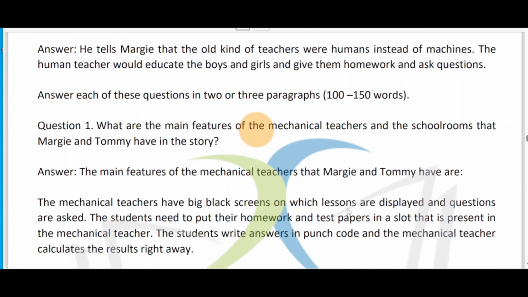Next, we have some long questions. What are the main features of the mechanical teacher and schoolroom that Margie and Tommy have in the story? The main features of the mechanical teacher: the mechanical teacher has a big black screen on which all the chapters were displayed and questions were asked.